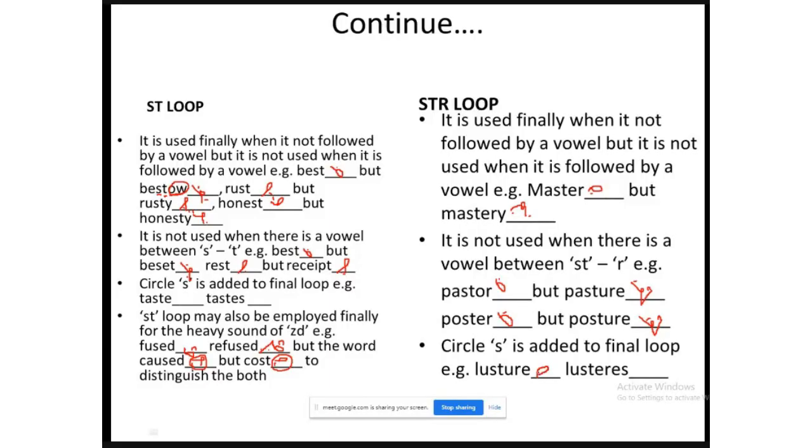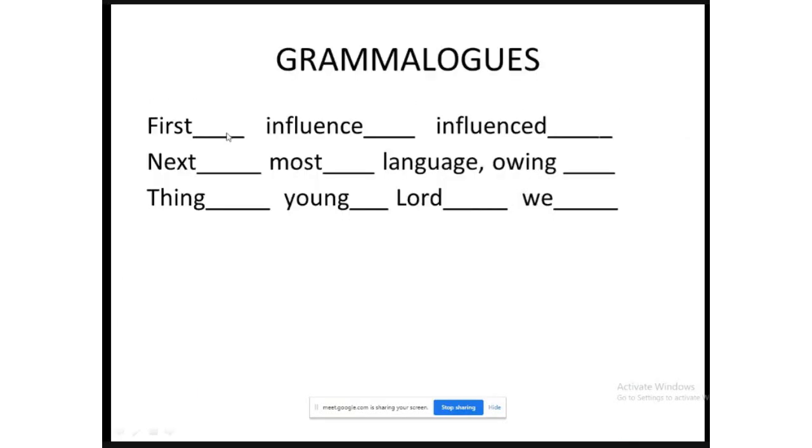Same: luster, but lusters. If we want to do plural or apostrophes, then S will be added to the opposite side. In case of ST loop also, we can use it. For example, when fast comes, we have to use circle S at the end of the loop.